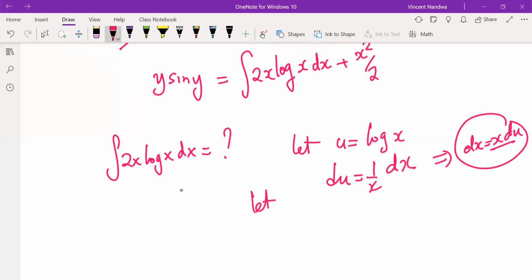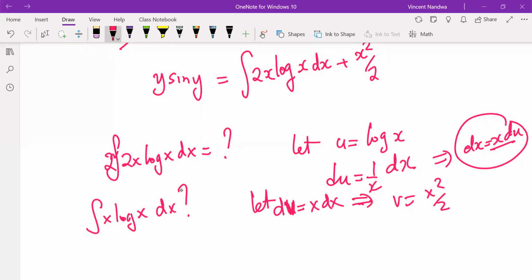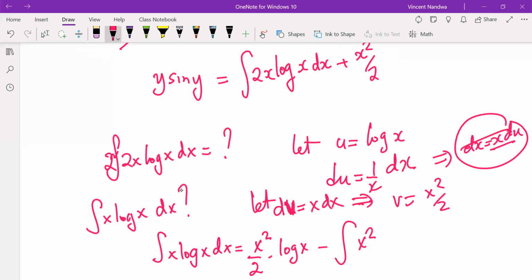So we let u be given by x, because we can always factor out 2. This can be written as x log of x dx, and then once we get the answer, multiply by 2. So let this be u, and then dv will be given by x dx, which means v will be x squared over 2. So integration of x log x dx will be uv, which is x squared over 2 times log x, minus integral of v du. So v du will give us x squared over 2 times du, which is 1 over x dx from this point here.